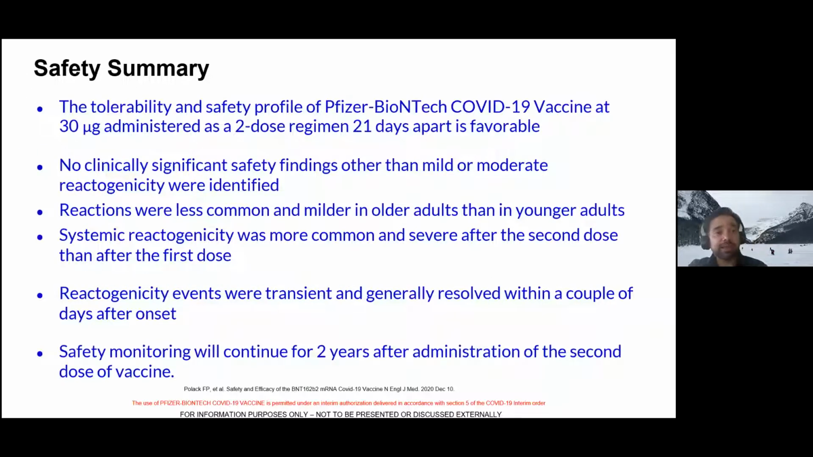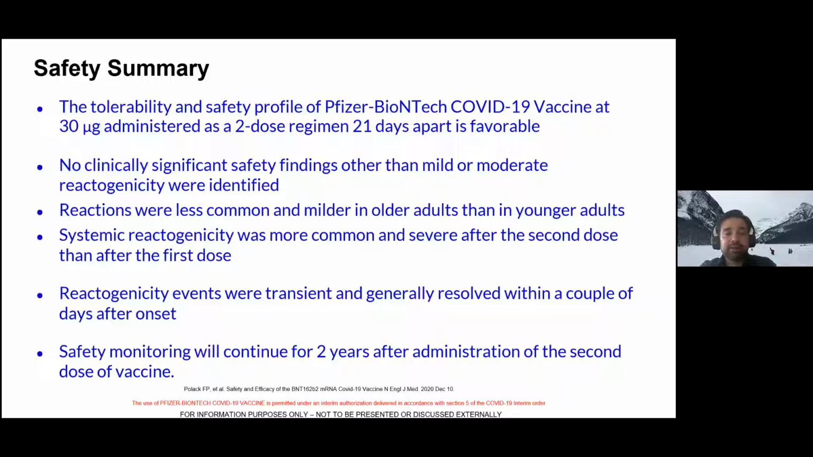So with that, I would just like to summarize this part. The tolerability and safety profile of the Pfizer-BioNTech COVID-19 vaccine is favorable. There are no clinically significant safety findings other than mild or moderate side effects. The side effects were a little more common in the younger population, and the older population fared slightly better. The systemic reactogenicity was more common and severe after the second dose than after the first dose. As I showed in one of those slides, those side effects were transient in nature, and they largely resolved within a couple of days after onset.